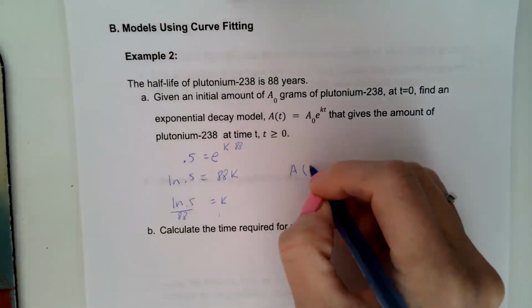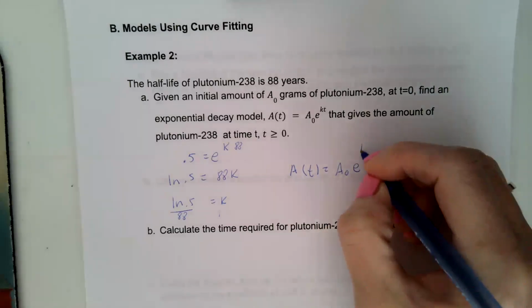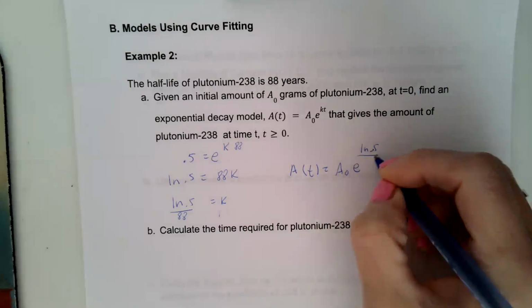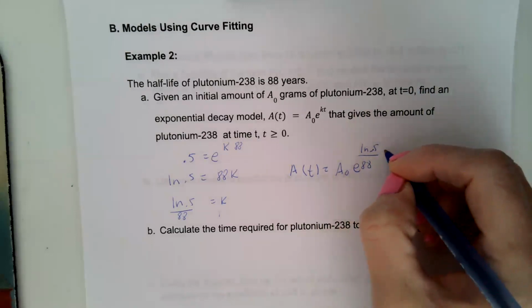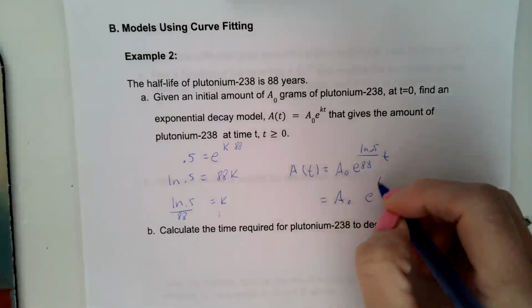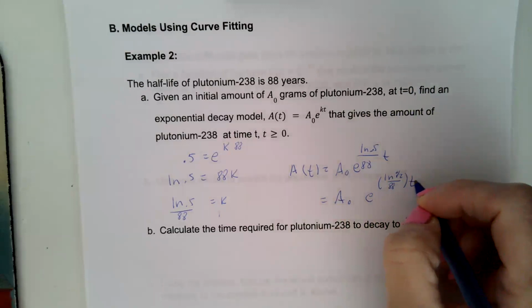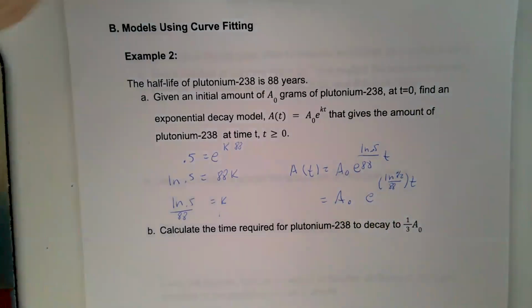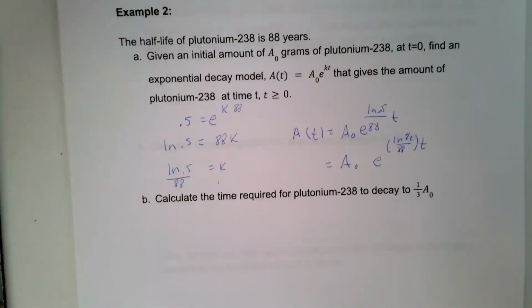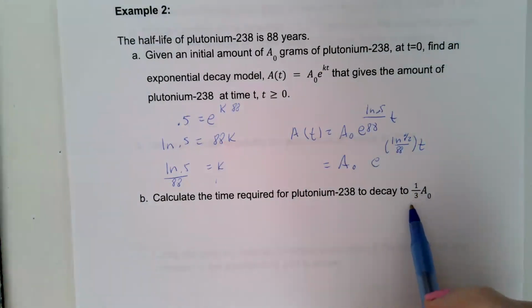And so we then can use this model here. And we got 0.5. I didn't write that very neatly. A0 e to the natural log of 1/2 over 88 times t. And so it says calculate the required time to get to 1/3 of A0.